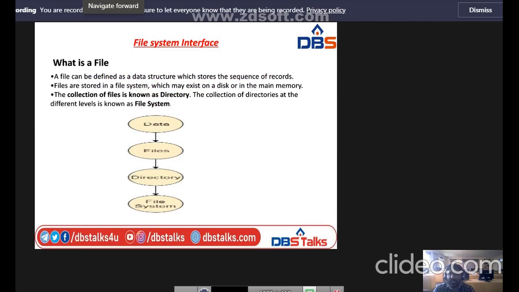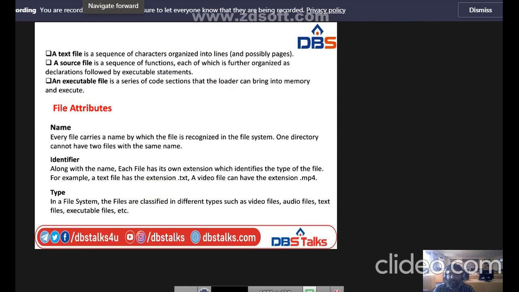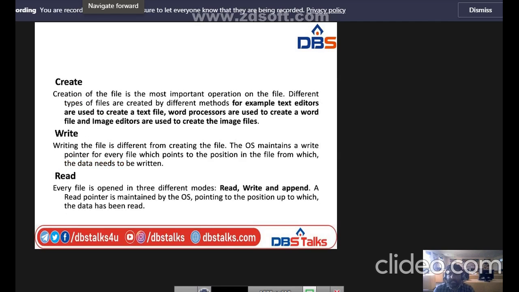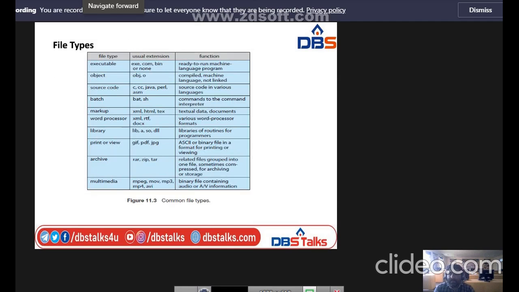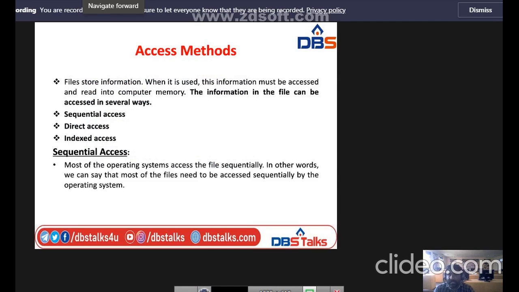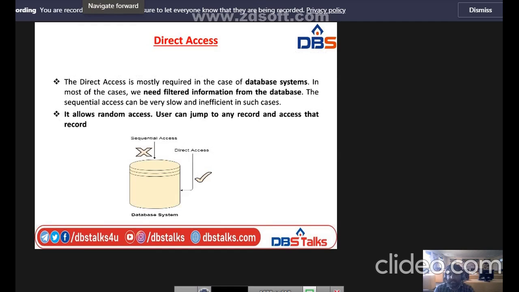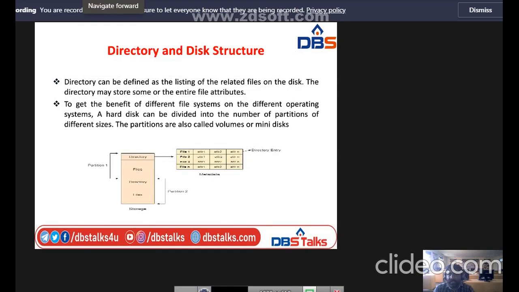That is, what is a file, what are the various file attributes, and what are the various operations on a file. Next, what is a file type, then file structure, and the various accessing methods like sequential access, direct access, and indirect access. Now in this class we are going to purely concentrate on directory and disk structure.